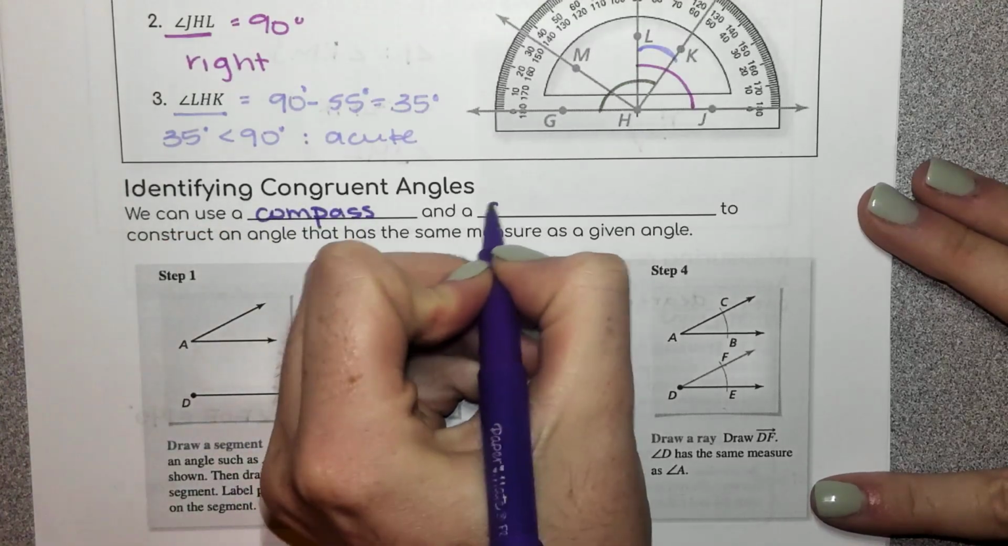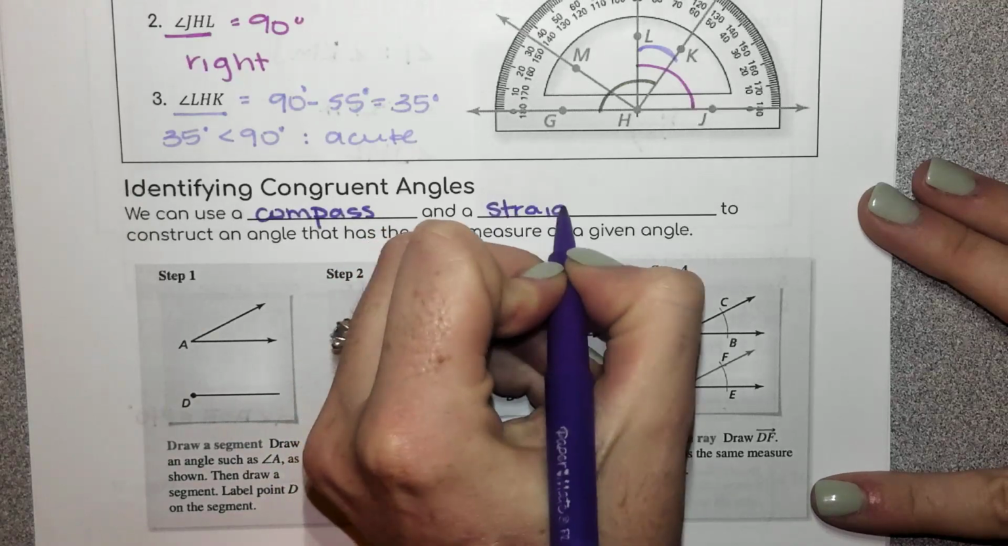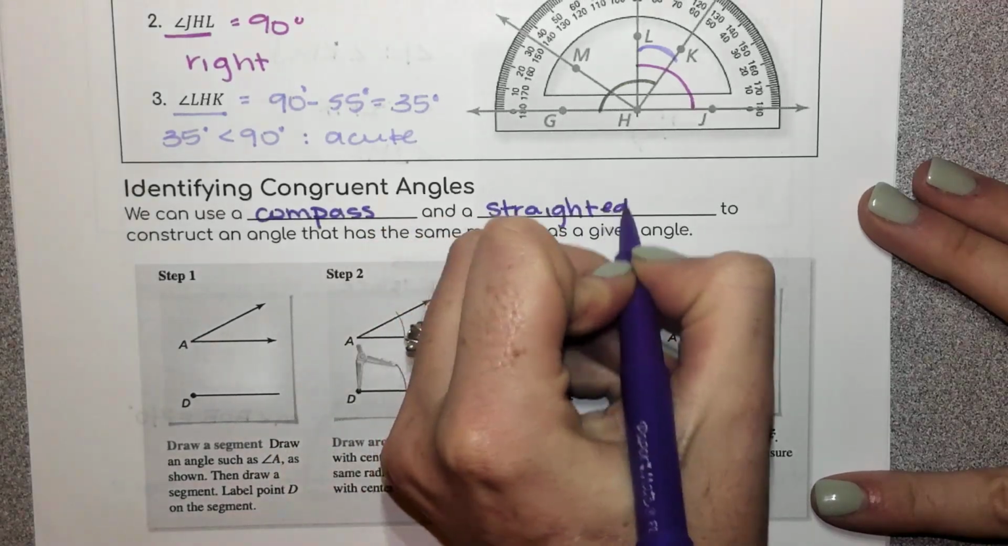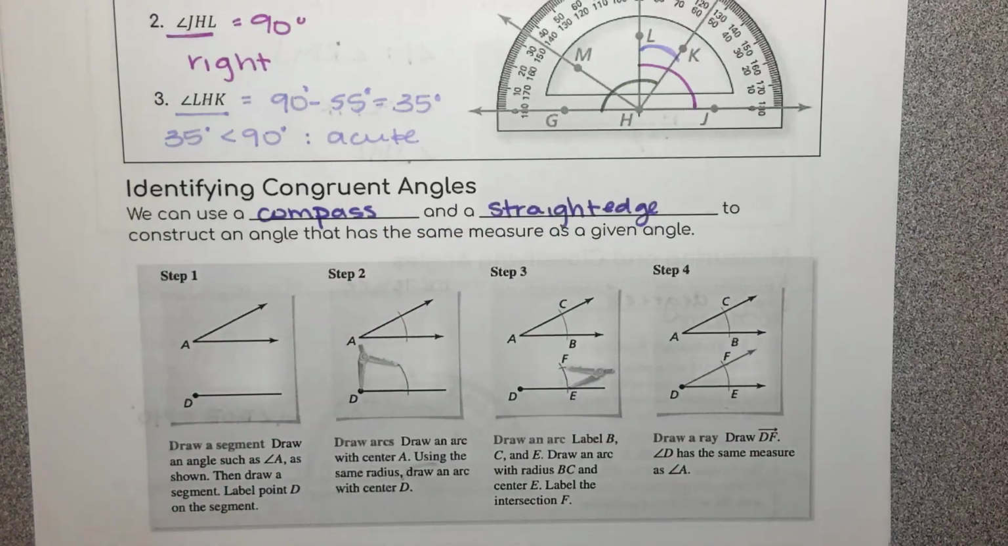Isn't that a ruler though? Yes, but it doesn't have to have markings on it. That's why it's called a straight edge. It doesn't have to have the inch markings.